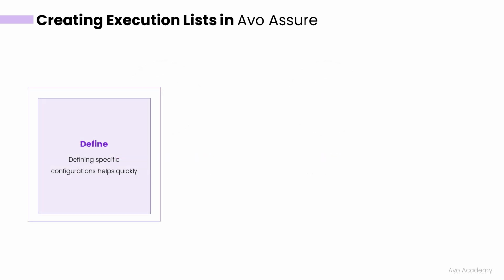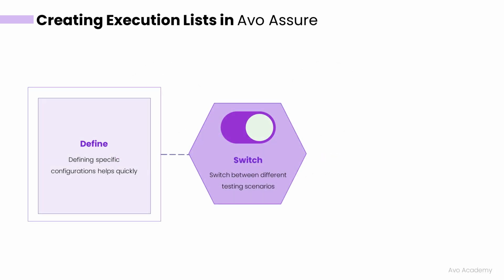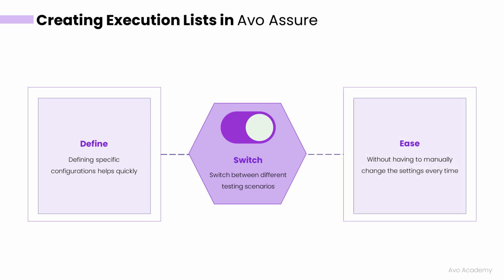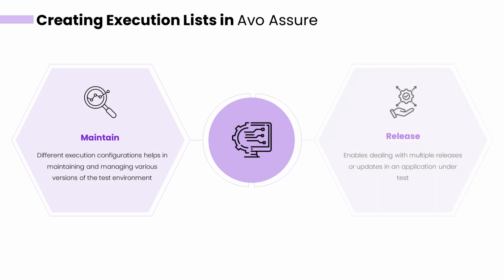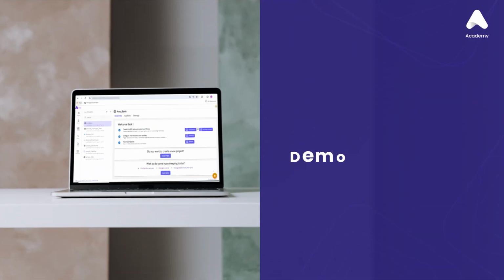By defining specific configurations, users can quickly switch between different testing scenarios without manually adjusting the settings each time. Keeping track of different execution configurations helps in maintaining and managing various versions of the test environment, which is critical when dealing with multiple releases or updates in an application under test. Let us now view a demonstration to learn more.